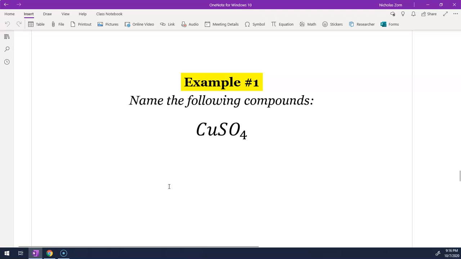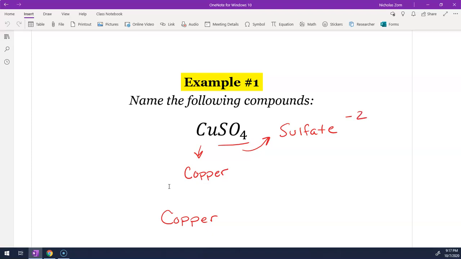CuSO4. So Cu is copper. Copper is a transition metal, so we don't know the charge. We're going to have to specify the charge. Sulfate is SO4. So our first rule, cation goes first, so copper. Sulfate has a charge of -2. So for this to work out, we're going to need copper to have a +2 charge. So in parentheses, I'm going to write a Roman numeral 2. I want this to be copper 2, and then sulfate.